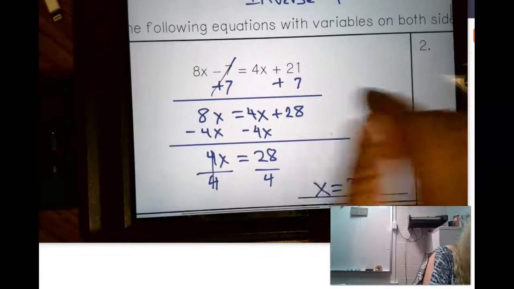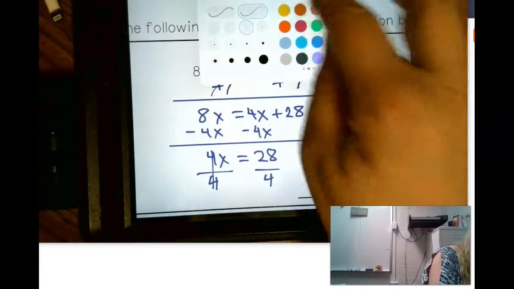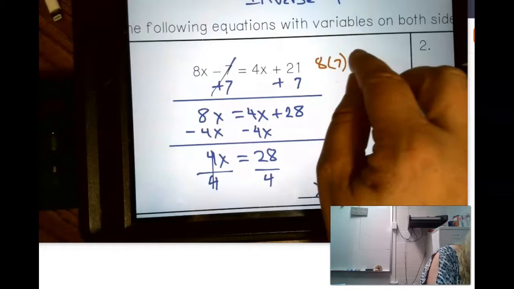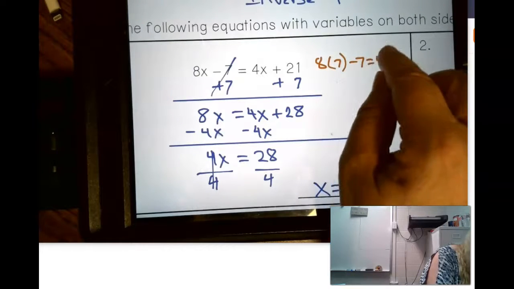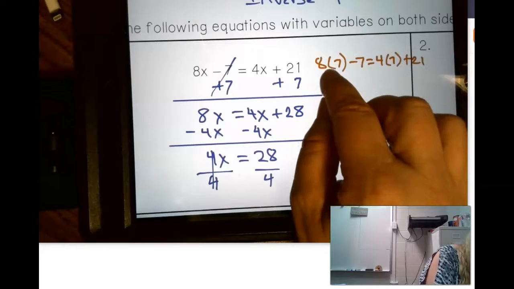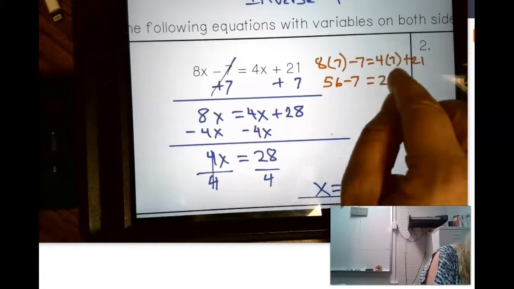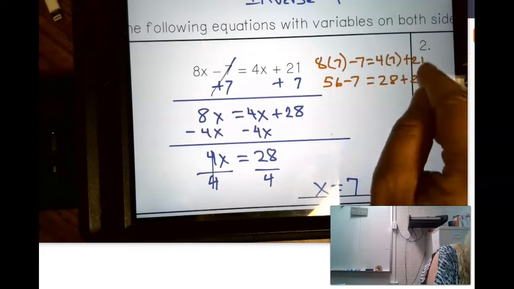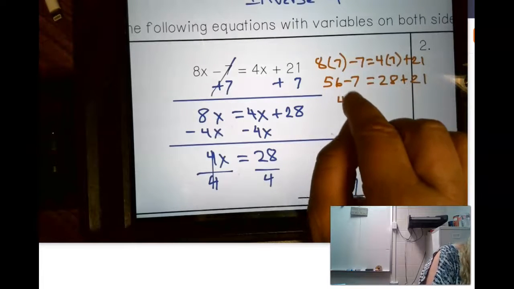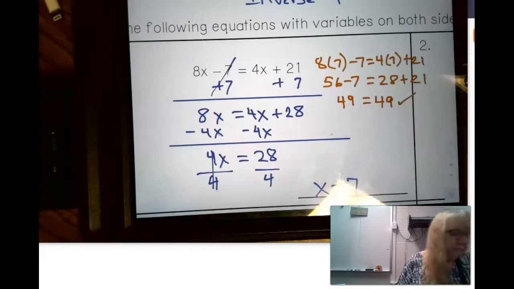We can double check the answer by putting it back in. 8 times 7 minus 7 equal 4 times 7 plus 21. So that's 56 minus 7 equal 28 plus 21. So that would be 49 equal 49. And that checks.